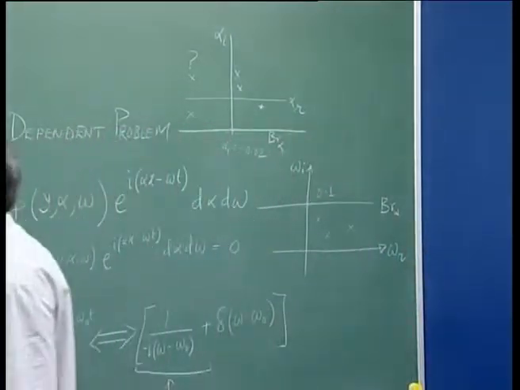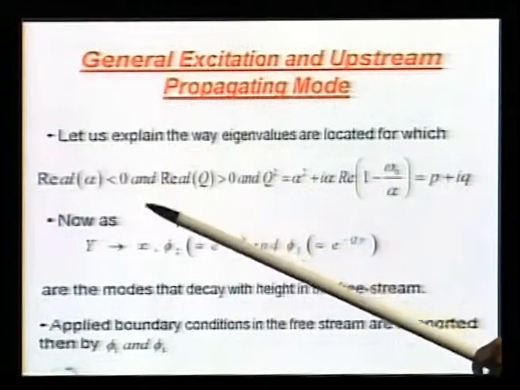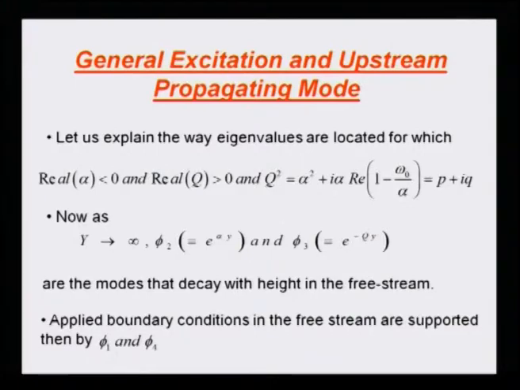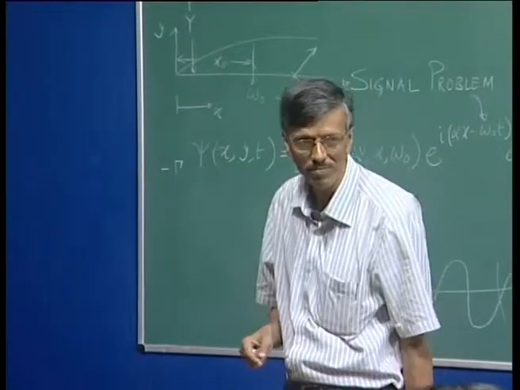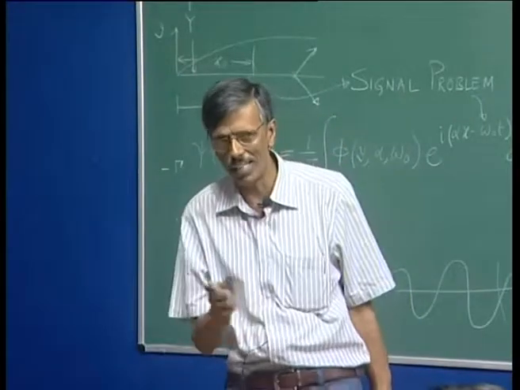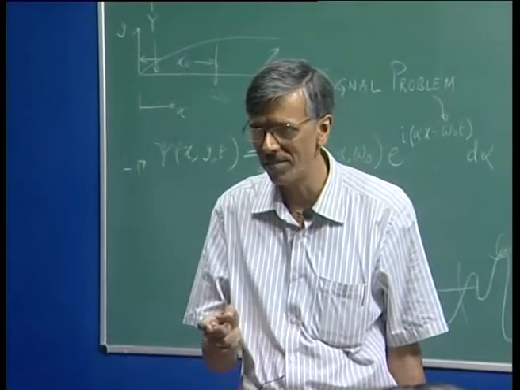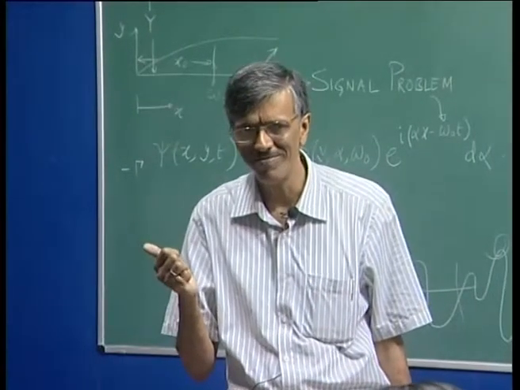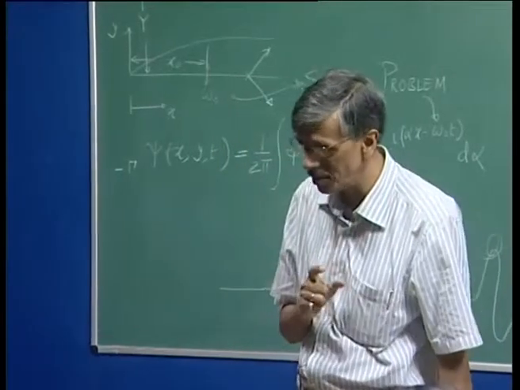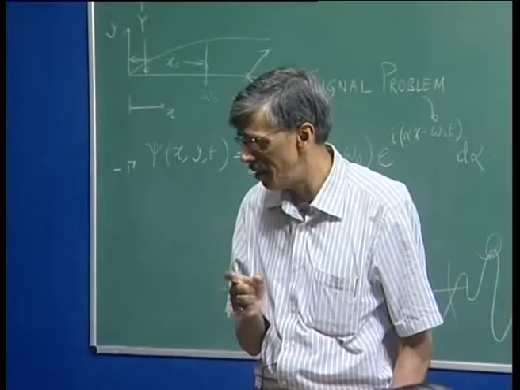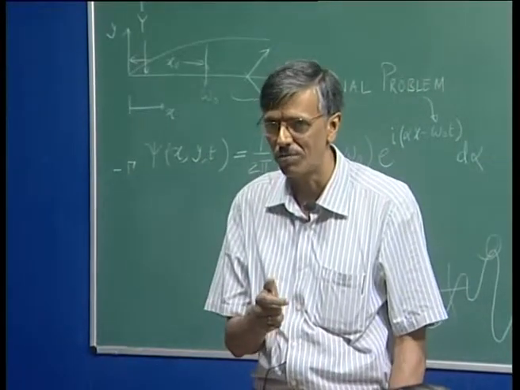So, how do we locate those eigenvalues for which real alpha is negative? That is, we are looking at eigenvalues in the left half plane. And if there are eigenvalues on the left half plane, where would they go in terms of the phase? They will go upstream, right? Well, please do not misunderstand me if I say that you look at the phase and decide whether it is going upstream or downstream.